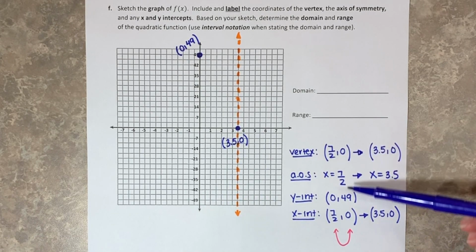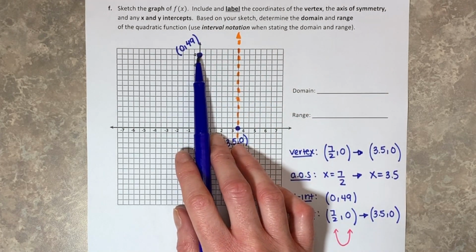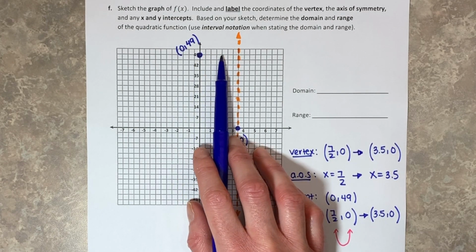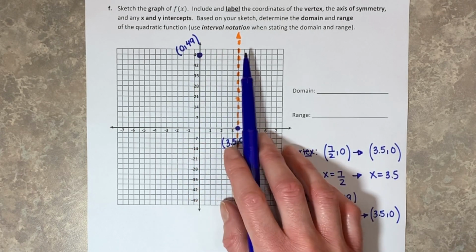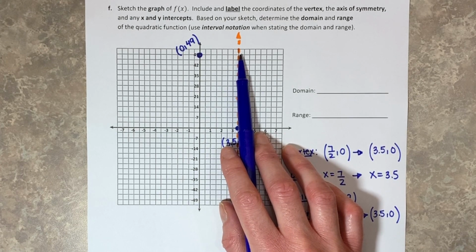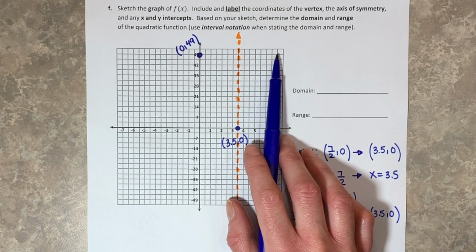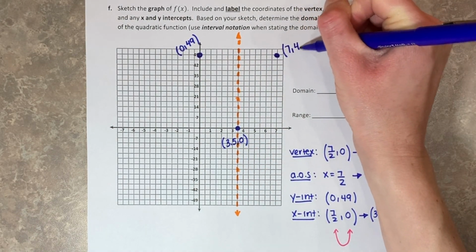Now we've graphed all of these pieces. It can be helpful though to graph one extra optional point, and to get that extra optional point we use our y-intercept and we use symmetry. So let's see, our y-intercept is 1, 2, 3, 4, 5, 6, 7 units to the left of the axis of symmetry. So to plot one extra point, I'm going to go 7 units to the right of the axis of symmetry. 1, 2, 3, 4, 5, 6, 7. And that's the ordered pair 7, 49.